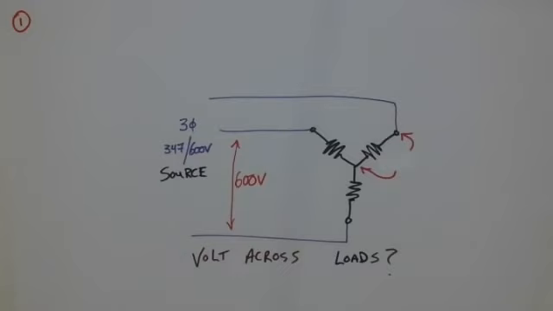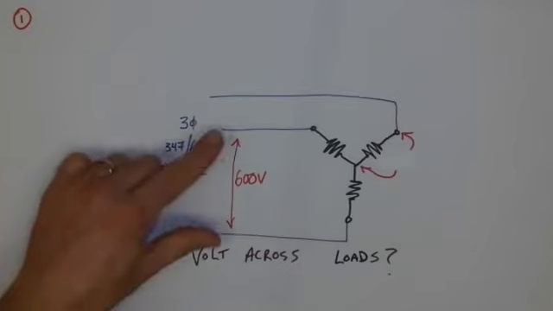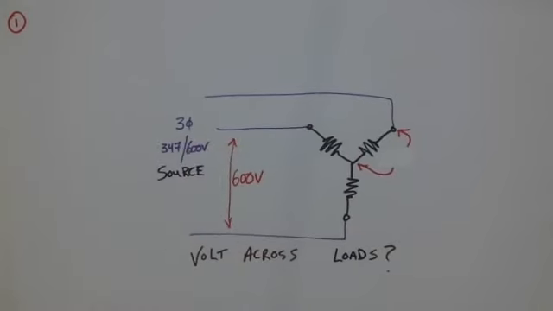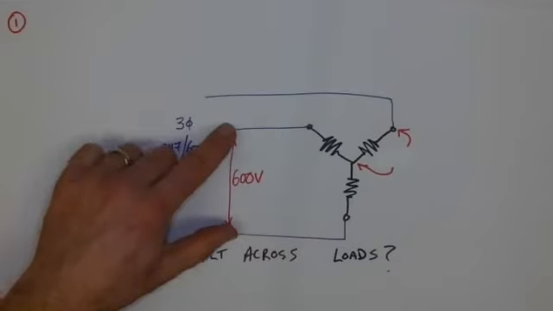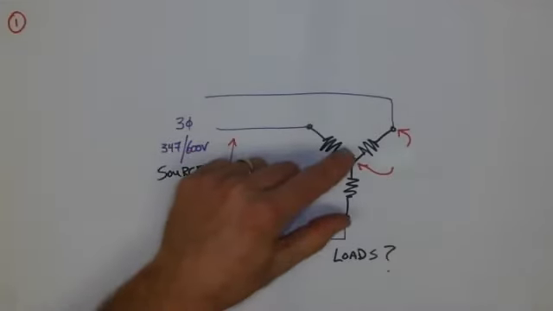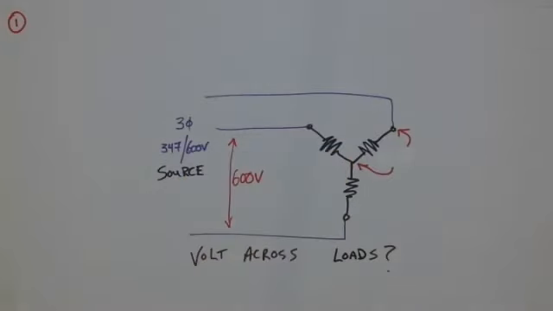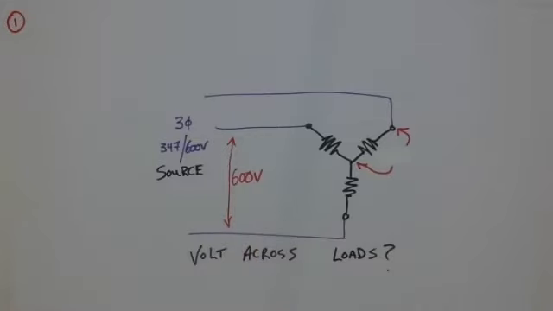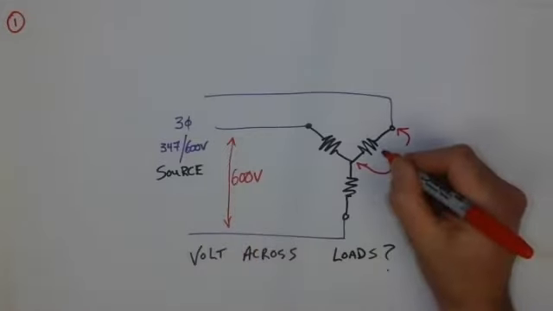We see that the source is a 347/600 volt source, and that means that the line-to-line voltage is 600 volts. If it's 600 volts here, and they're connected in a Y configuration, that means that the phase voltage must be √3 less. That would mean that if I took my 600 and divided it by √3, I should end up with 347 volts.